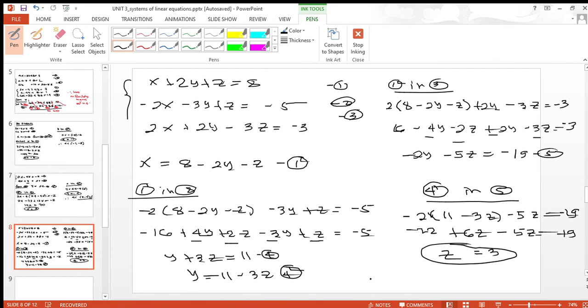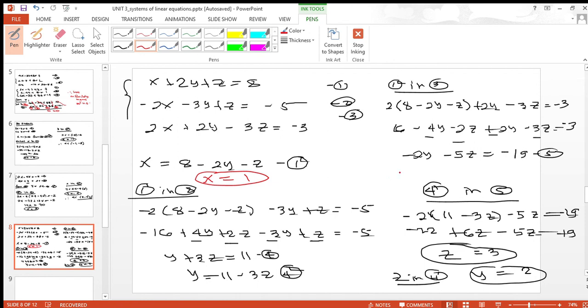And then we substitute z, let's say, in 4 prime. Z in 4 prime, we get y equals, maybe we can compute this mentally, 11 minus 3 times 3. So this is minus 9, 11 minus 9 is 2. And then substituting y and z in 1 prime. I don't have enough space, so let's just insert it here. x will now be, what's your y? 2. Minus 2 times 2, 4. Your z is 3. Minus 4 minus 3 is minus 7. 8 minus 7 is 1. So our solution set: x is 1, y is 2, z is 3. Which is exactly the same as the solution set that we had earlier.